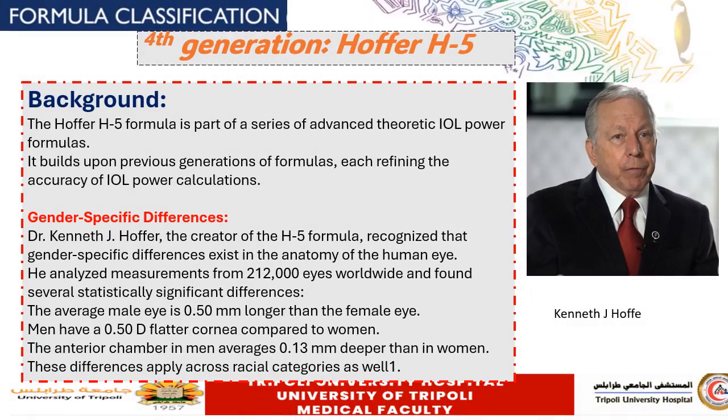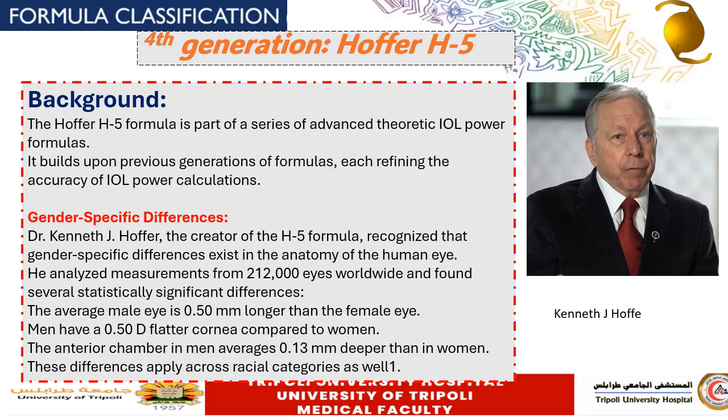The next type of the fourth generation formulae is the Hoffer H5 formula. And you might be surprised by the number 5. The 5 means that this is the fifth upgrade of Hoffer's formula. From the time of invention of Hoffer's formula in 1974, Dr. Kenneth Hoffer adjusted and refined his formula 5 times till it reached the level of Hoffer H5. But it still belongs to the fourth generation formulae.